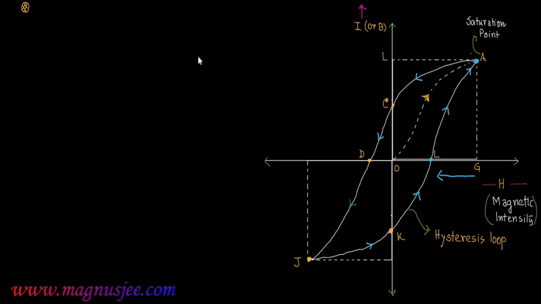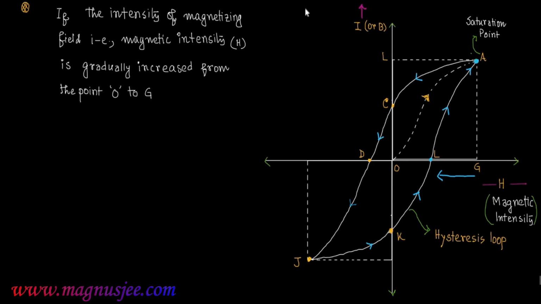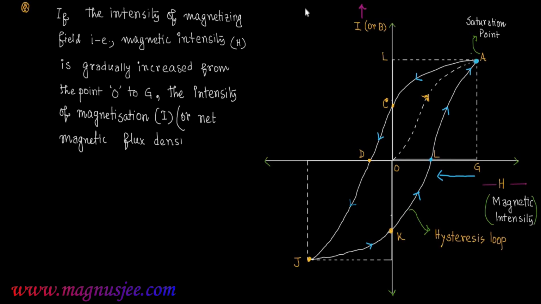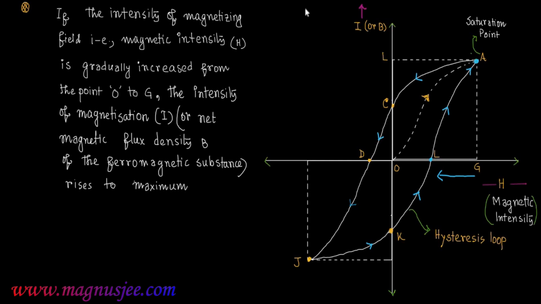We can consider the hysteresis loop again. If the intensity of magnetizing field or magnetic intensity is gradually increased from the point O to G, the intensity of magnetization (I), or the net magnetic flux density or net magnetic field induction (B), acting in the ferromagnetic substance rises to its maximum or saturation value at the point A on the hysteresis loop.